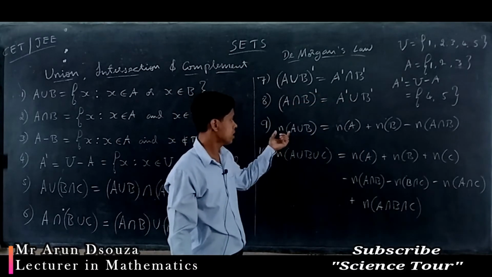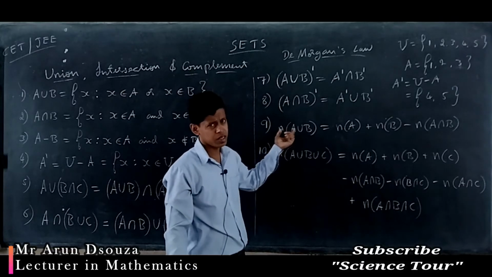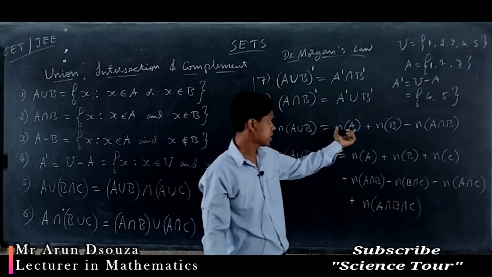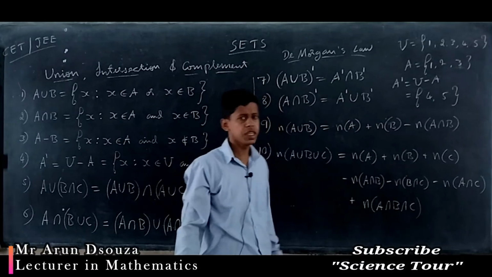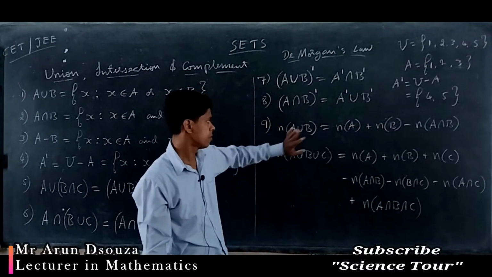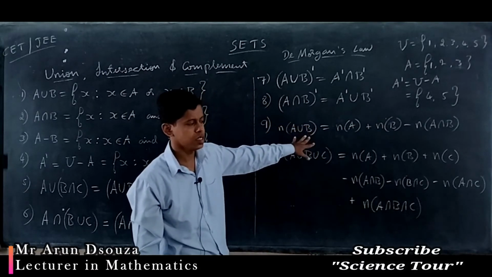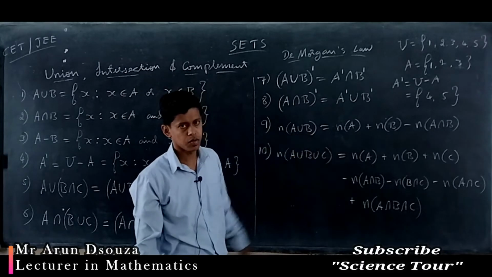And then the number of elements in the union is equal to N of A plus N of B minus N of A intersection B. We'll do the examples for that. You will understand in the Venn diagram, that will be very clear.